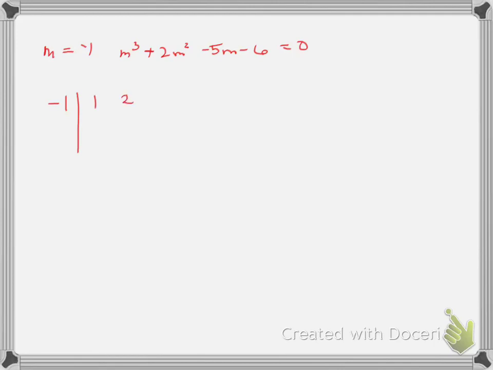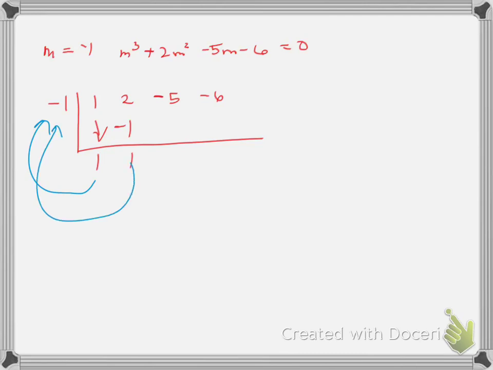So this is 1, 2, -5, -6. We took the coefficients. Bring down our 1, and then we do the algorithm for synthetic division. 1 times -1 is -1. Add vertically, so that's going to be a positive 1, and just repeat that process by multiplying by our divisor. That's going to be -1. That's going to be -6, and that's going to be 6.